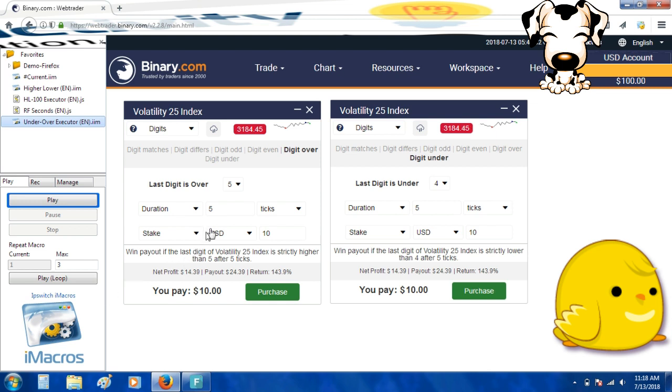Okay, so just check it out. If I won both here, $10 here, $10 here, both at stake, whole stake. Okay, so if I win, then I gain $4 per trade. Okay, so let's start.